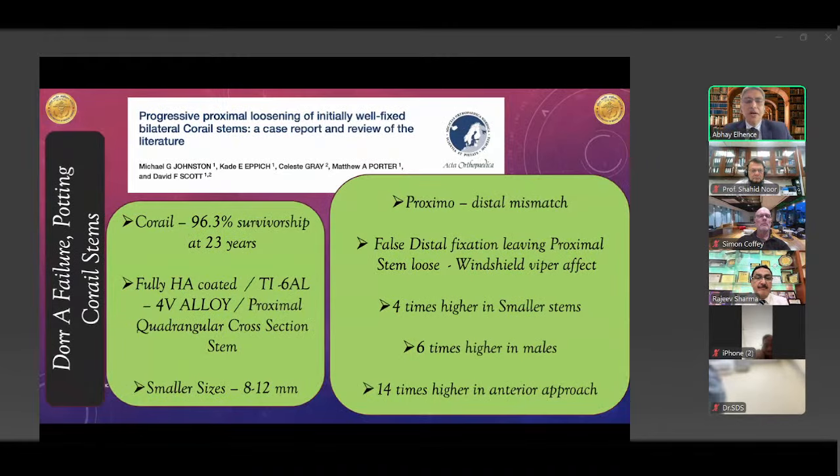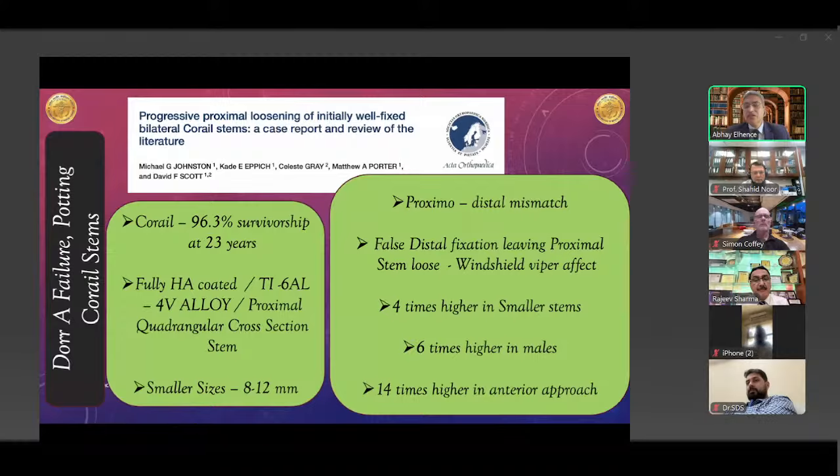A word here about the very successful stem which is Corail, which has been documented to show incidences of potting, because of the proximo-distal mismatch which happens. It is seen in the smaller sizes from 8 to 12, where we get a false distal sense of fixation and we leave the proximal stem loose, and that causes a windshield wiper effect, which is seen more in males, more in the smaller stems, and much more in the anterior approach.